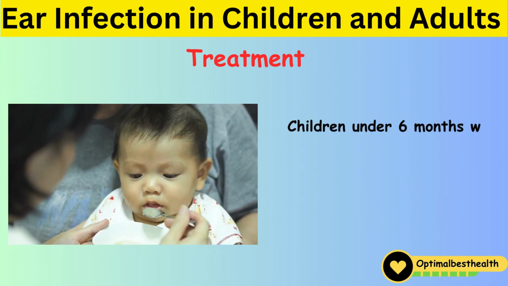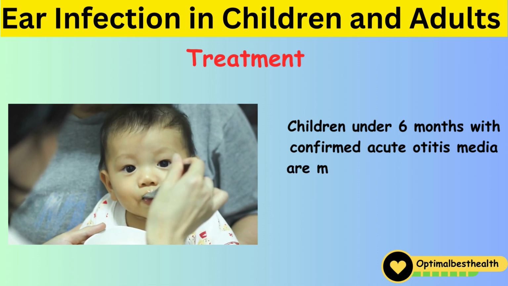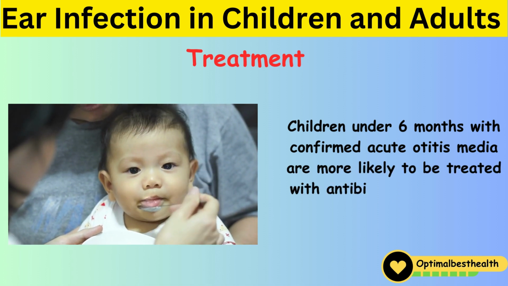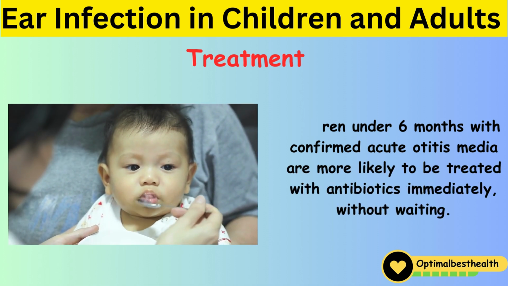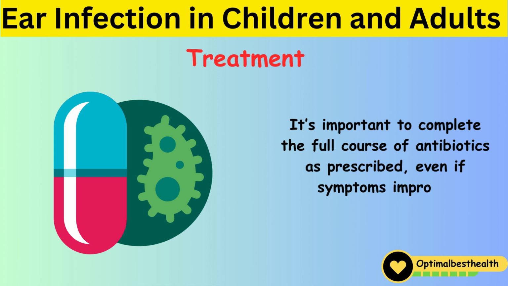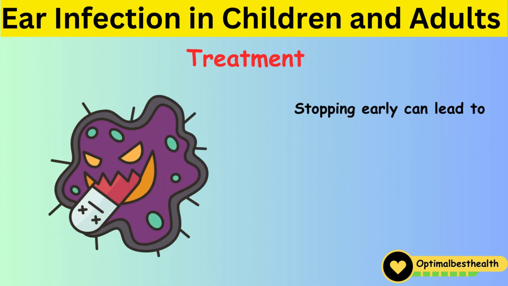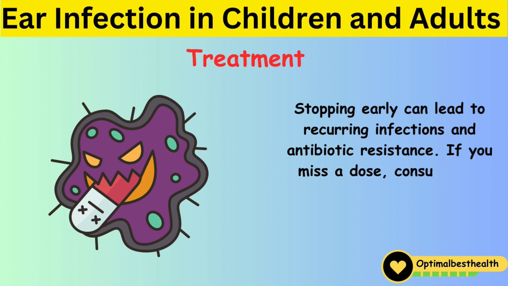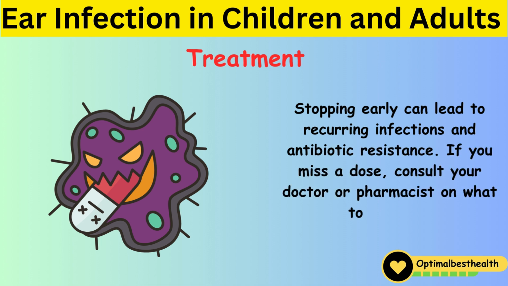Children under 6 months with confirmed acute otitis media are more likely to be treated with antibiotics immediately, without waiting. It's important to complete the full course of antibiotics as prescribed, even if symptoms improve. Stopping early can lead to recurring infections and antibiotic resistance. If you miss a dose, consult your doctor or pharmacist on what to do next.